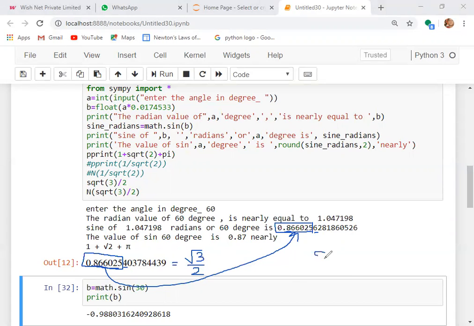That's why in our usual school books, the sine 60 degree value is given as root 3 by 2. So with the help of Python, we learn today that it is not the absolute value. It is nearly root 3 by 2. Nearly. Okay.